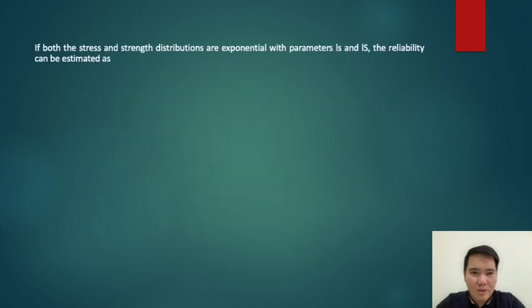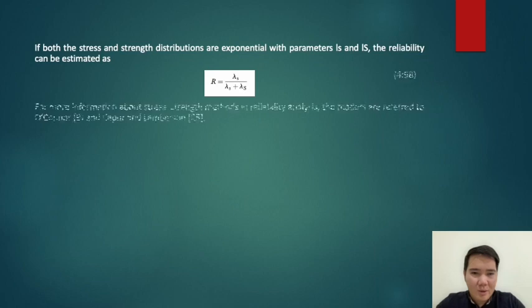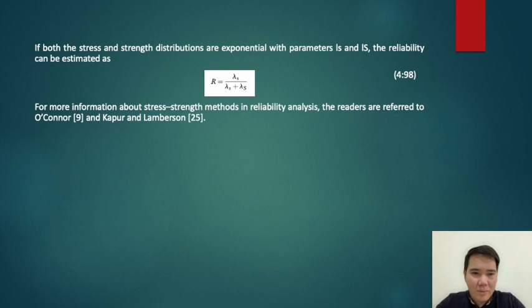If both the stress and strength distributions are exponential with the parameters lambda_L and lambda_S, the reliability can be estimated as this formula from 4.98. For more information about stress-strength models in reliability analysis, the readers are referred to O'Connor and Kapoor and Lamberson.